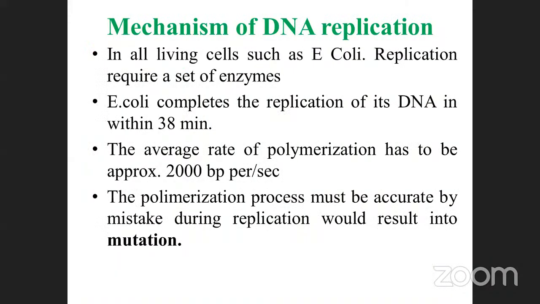What is the main mechanism? All living cells such as E. coli require a set of enzymes for replication. Any one of the organisms, whether a prokaryote or a eukaryote, needs a particular set of enzymes. Without the enzyme, what happens? Any reaction will not happen. Take an example: glucose converts to glucose 6-phosphate in glycolysis. Without enzyme, it is not converted.